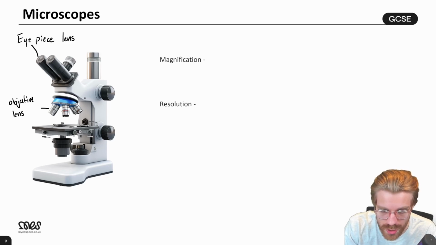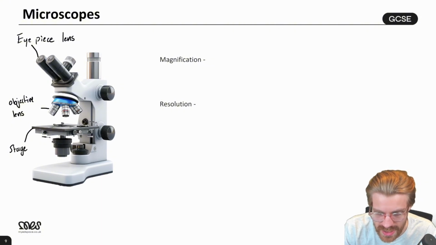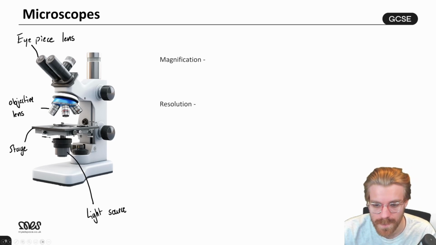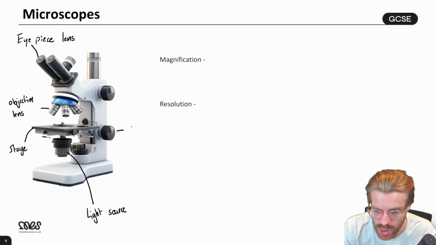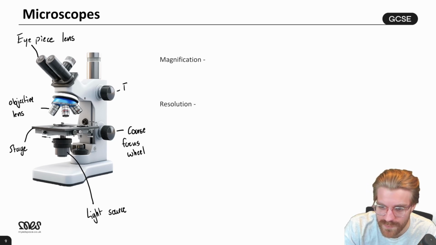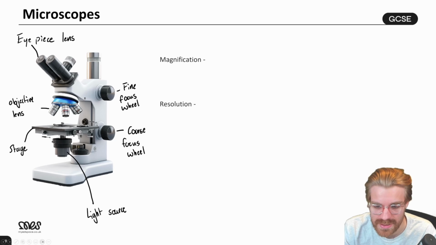The slide would go here onto the stage. And underneath the stage, we would have a light source. That could be a bulb or perhaps a mirror that reflects the light through the slide. We also have two different focus wheels. We have a coarse focus wheel and we have a fine focus wheel. And we will get onto the difference of those two different focus wheels in a minute.